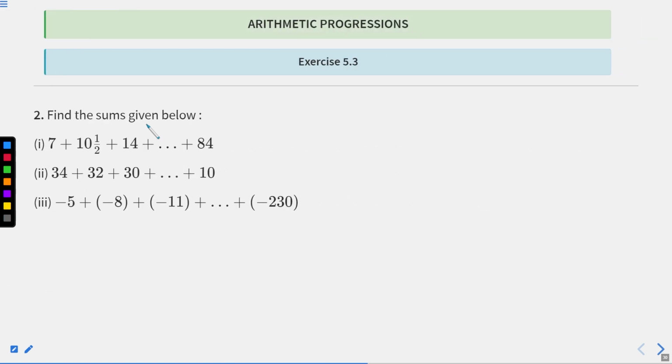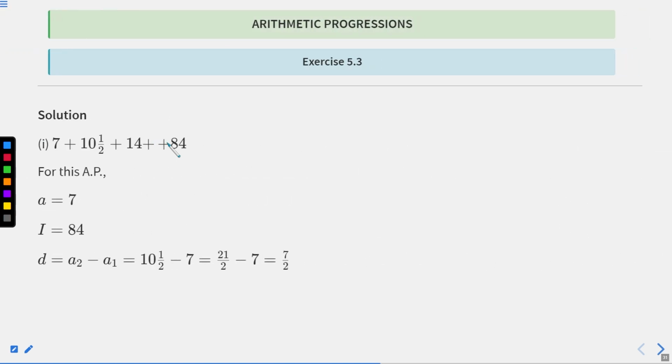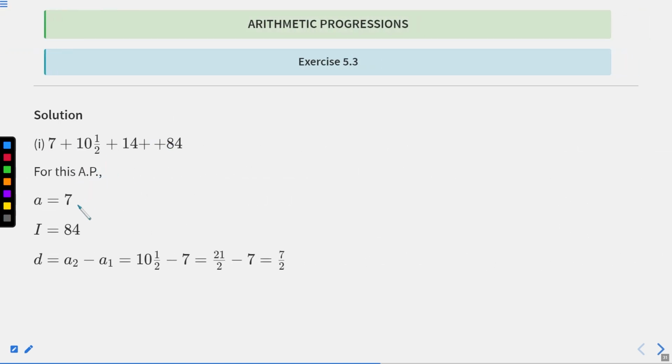Okay, now let us see question number 2. So in this question, find the sums given below. Okay, so here we have been given these series and we have to find the sums. So in the first one, we have been given 7 plus 10 and 1 by 2 plus 14 plus dot dot dot plus 84. Okay, so for this AP, the first term a is 7 and the last term l is 84.